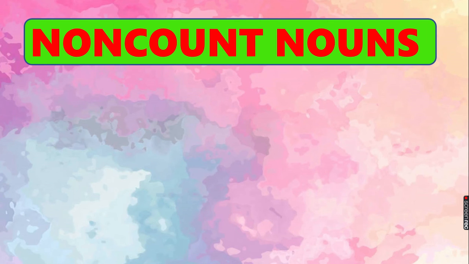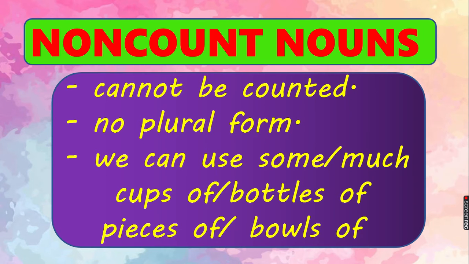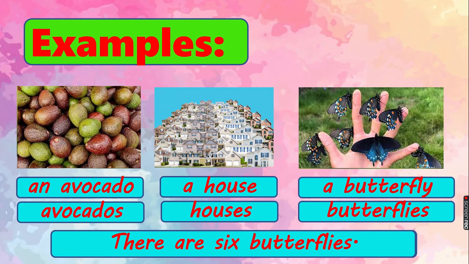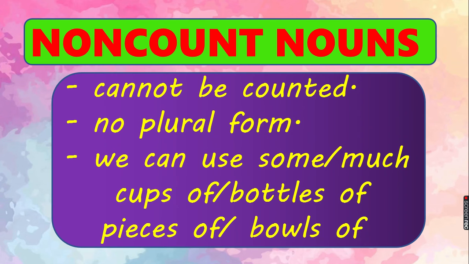Let's move on to non-count nouns, or sometimes we also call them uncount nouns or uncountable nouns. These are the nouns that don't have a plural form. They cannot be counted. And we can use some or much to express how much, because for count nouns we use the word many. For non-count nouns we don't use the word many, we say much. A lot of us usually make mistakes like, oh, I have many money, but we actually say, I have much money. I don't have much money.